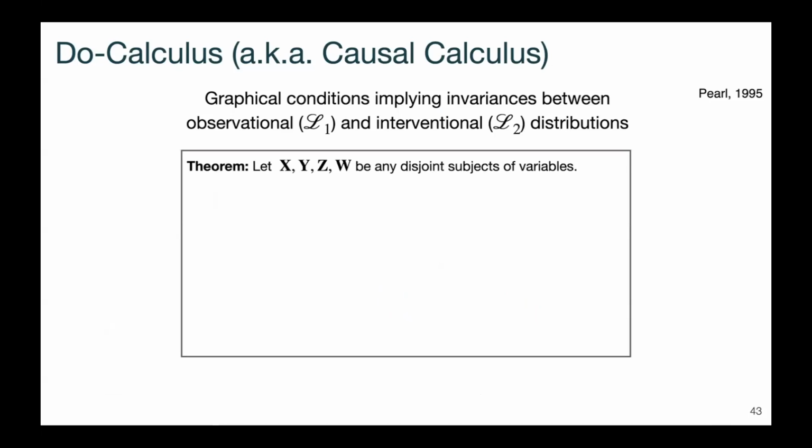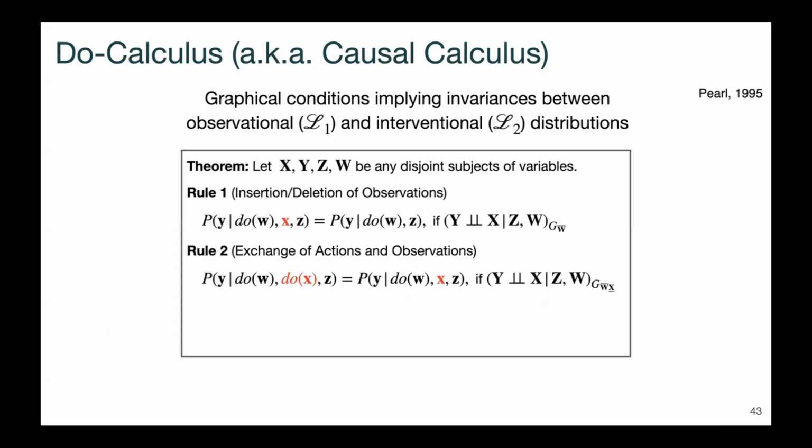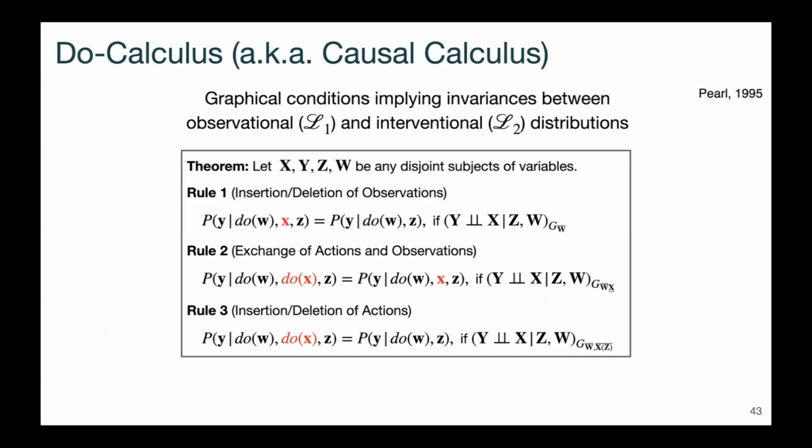It's a way that we detect or identify invariances between rank 1 of the ladder of causation, which is the observational, and rank 2 of the ladder of causation, which is interventional. And it's just 3 rules. So those are the 3 rules that we have. The calculus is just 3 rules.